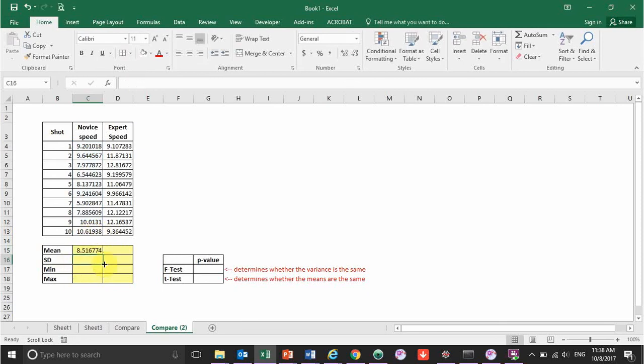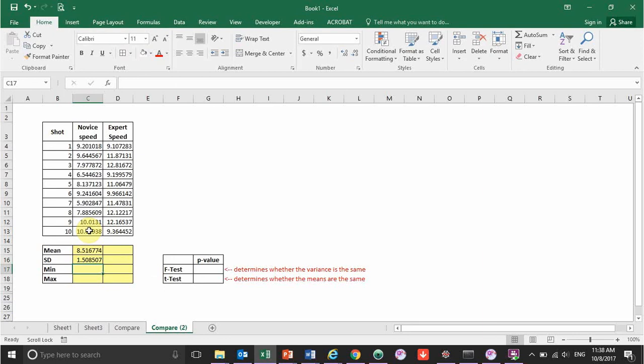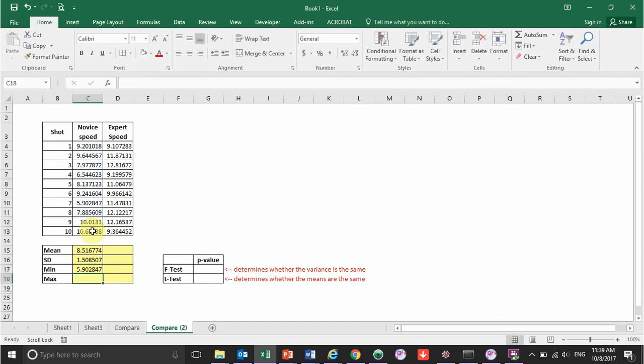Now I want to find the standard deviation. I'm going to press equals, type in STDEV. That's going to give me the standard deviation. Dot P is for the population and dot S is for the sample. So I'm going to use the dot S one, open brackets, and then again just highlight the same set of values. Close brackets, press enter. Now I want to find the minimum one. I'm going to say equals, and then enter min, open brackets, highlight the same values, close bracket, press enter, and then same for maximum. I'm going to say equals max, open bracket, and then highlight the same values.